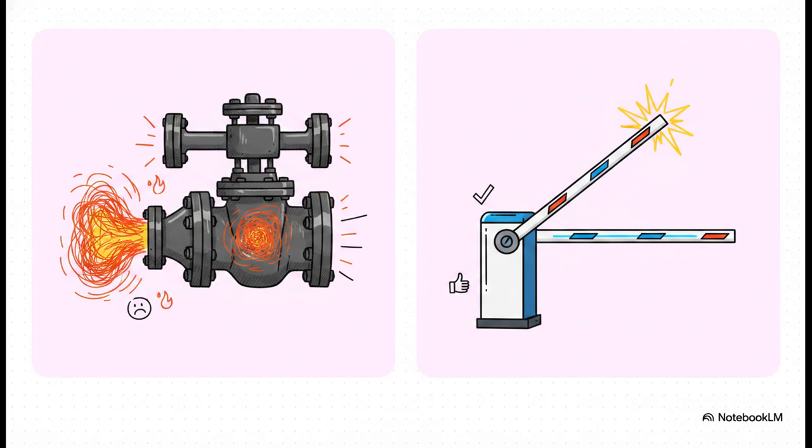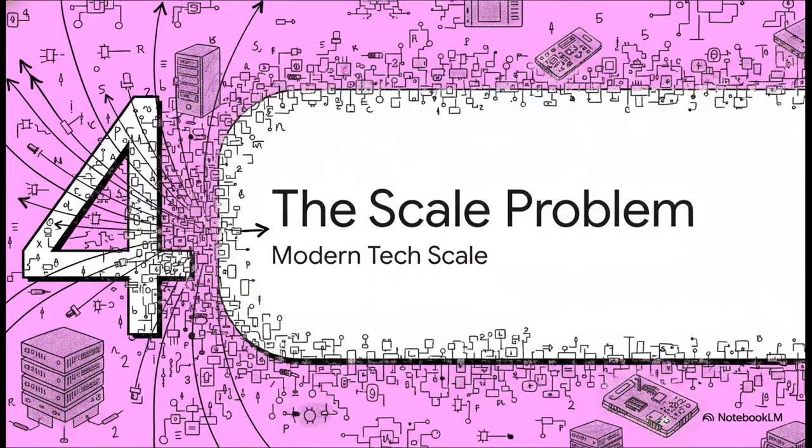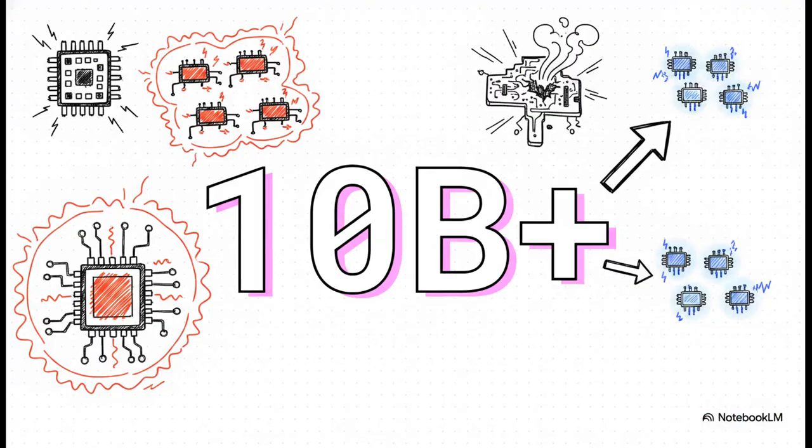Now, in a single isolated transistor, you might be thinking, who cares? That power difference is tiny. But just wait until we start multiplying them. Part 4. The scale problem and scaling up to modern tech. We are talking about tens of billions. That is the number of transistors crammed into a single modern CPU or an AI graphics processor.